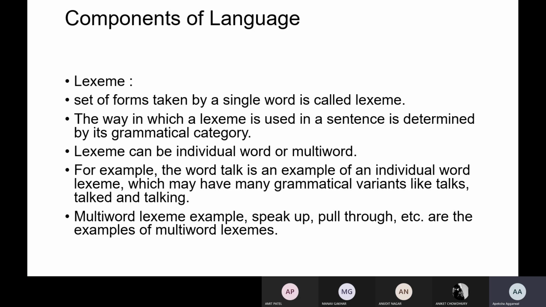For example, speak up. Speak up is a phrase used together. So if I am talking about a lexeme in a sentence, I am talking about a set of associated words. Those associated words can be in the form of a single word, maybe eat, eats, eating, or multi-word, where two or three words occur together to carry another meaning which one of those words might not be carrying. So that is a lexeme.